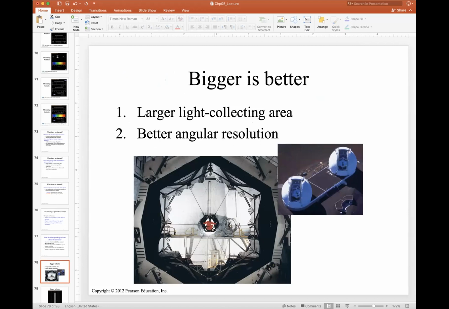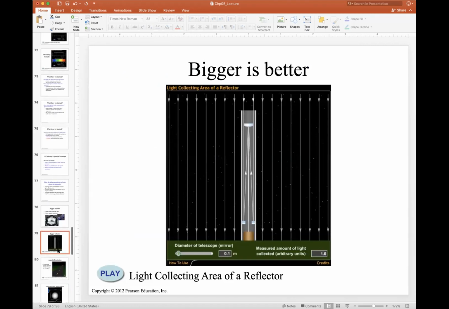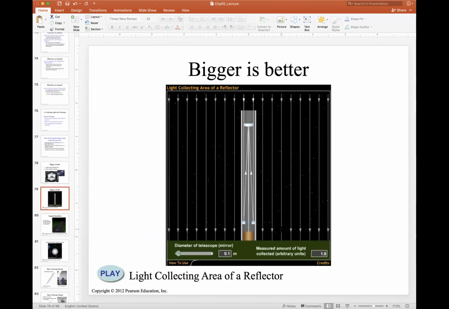So here is just to give you an example. These are the mirrors of Keck. This is the size of a human compared to the mirrors of a Keck telescope, and this is only the mirrors of the Keck telescope, which is right there. So let's talk about the bigger the better scenario here. And so let me go ahead and play the light collecting area refractor here.